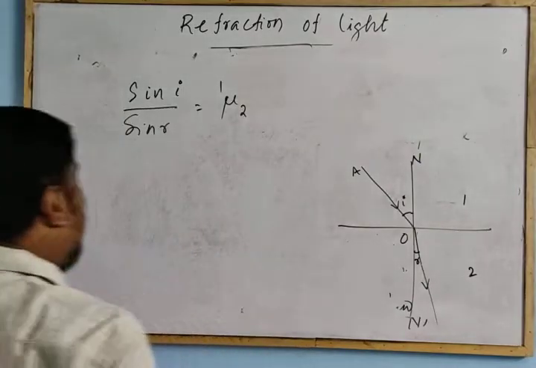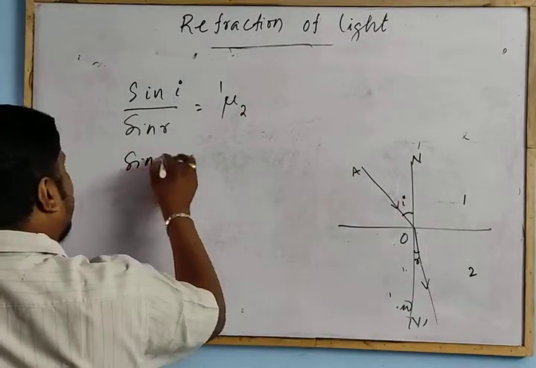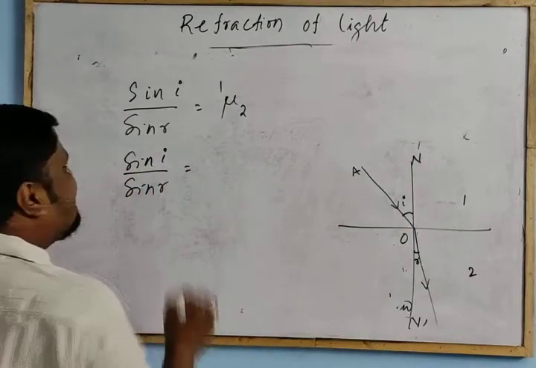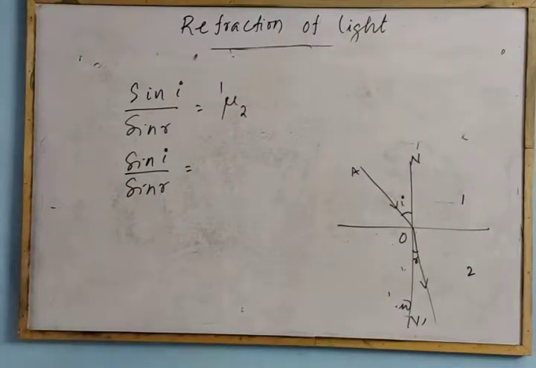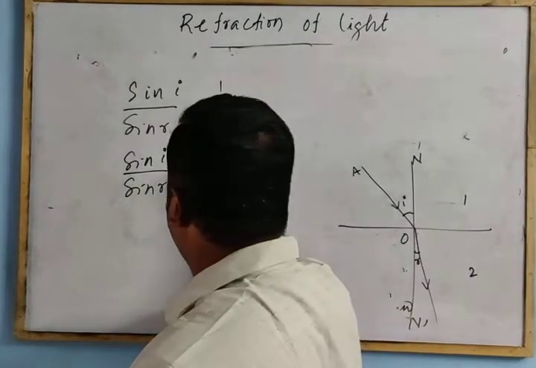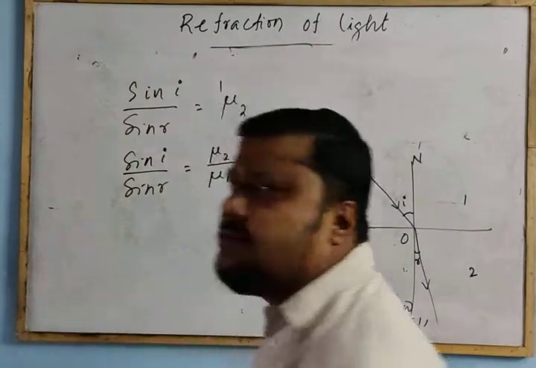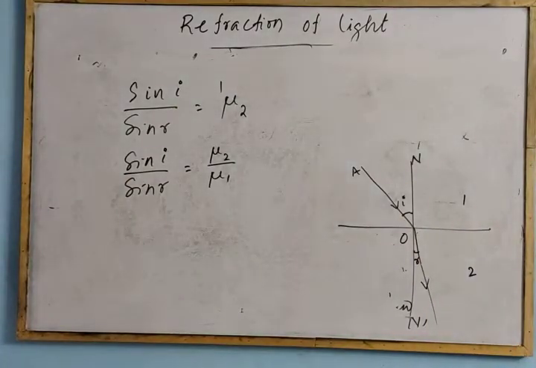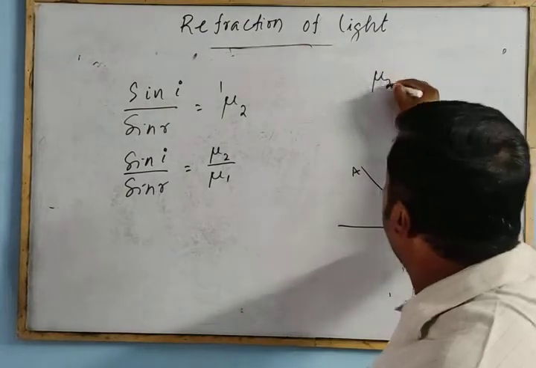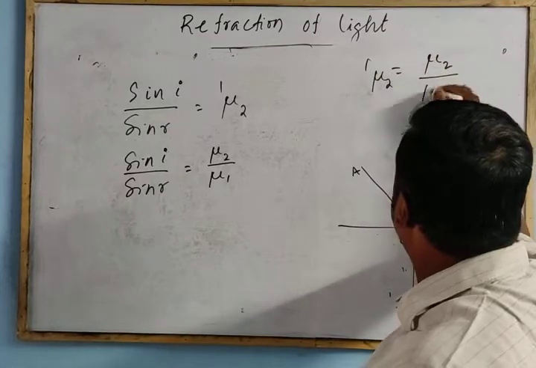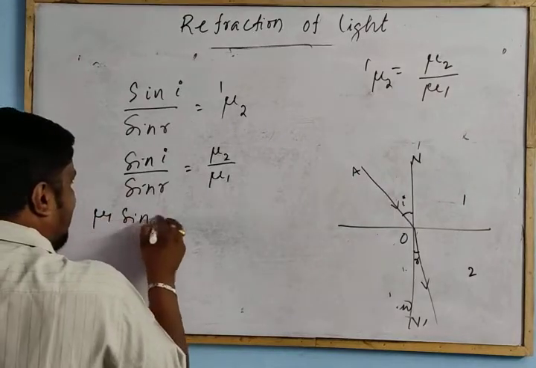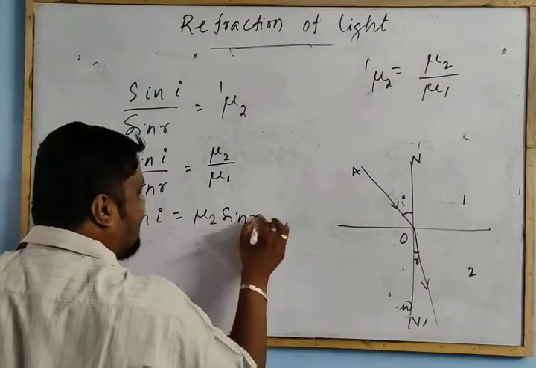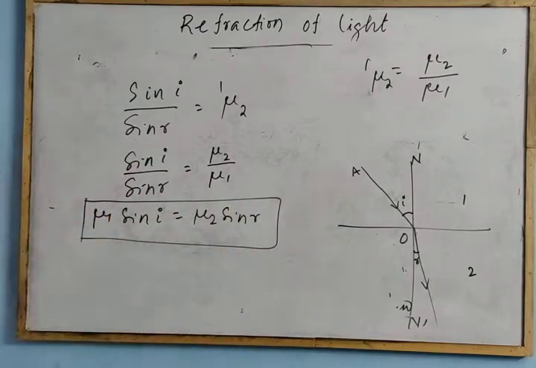Clear? Now I can write sine I by sine R is equal to mu 2 with respect to 1. If I write this in terms of absolute refractive index, this is mu 2 by mu 1. We already derived the relation that the relative mu 2 with respect to 1 is equal to the absolute of the second with respect to the first. So if you multiply, mu1 sin I is equal to mu2 sin R. This is also from the second law, from Snell's law.